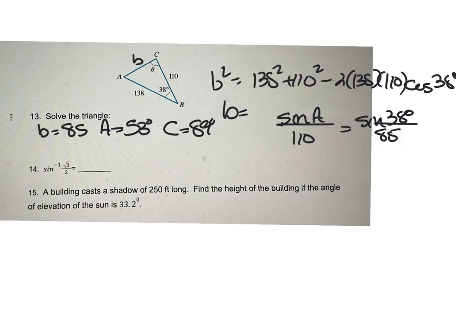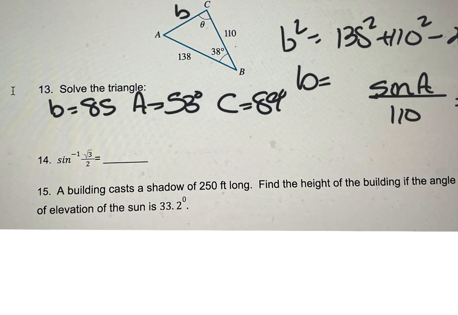Number 14 is asking you, where is sine square root of 3 over 2? Remember, it's inverse. You've got to use quadrant 1 and quadrant 4 for sine. Because it's positive, we're doing quadrant 1, and it is at pi over 3. You just have to kind of know that one.